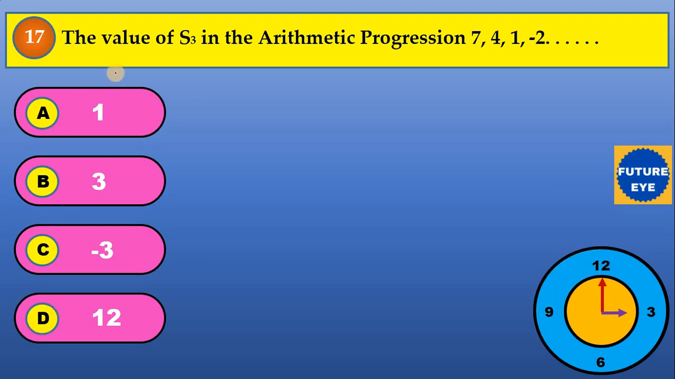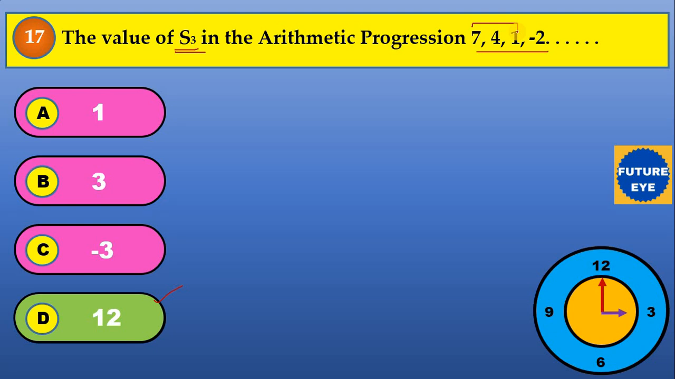Time up, children. So understand the problem. Before that, let's see the correct option here. That is option D, 12. See here, we want to find S3, children. The progression is given. So how to find S3? It means the sum of 3 terms. Here we already have 3 terms, 7, 4, 1. If you add all these beginning 3 terms, it gives the sum of 3 terms.